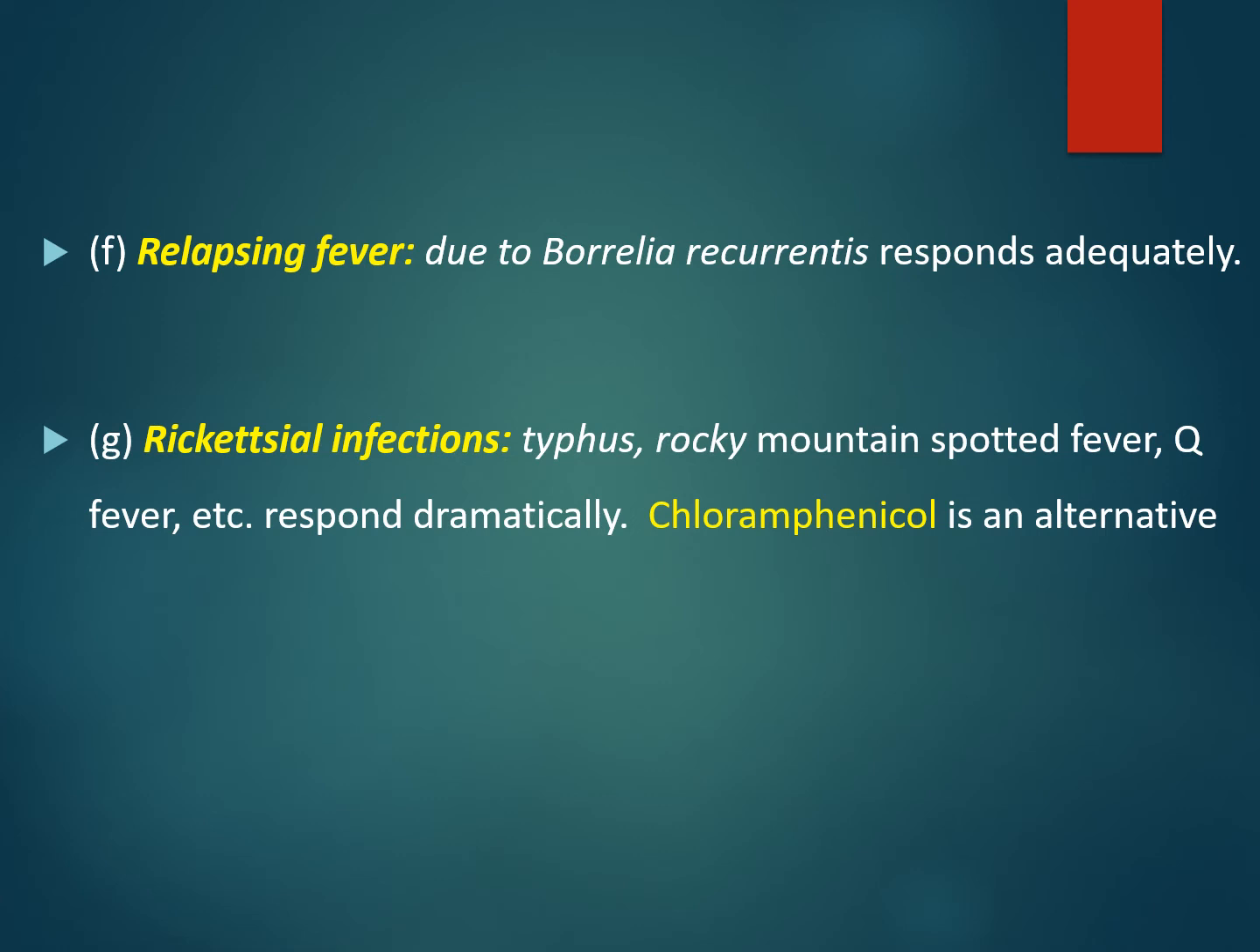Relapsing fever, which is caused by Borrelia recurrentis, is going to respond to tetracyclines. Rickettsial infections, typhus, Rocky Mountain spotted fever, Q fever, are going to respond dramatically. Chloramphenicol is an alternative for rickettsial infection, though tetracyclines are more preferred.